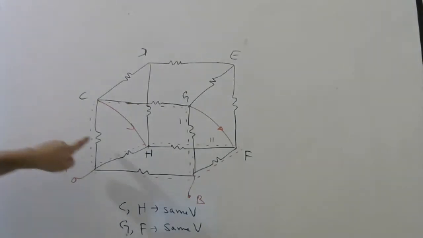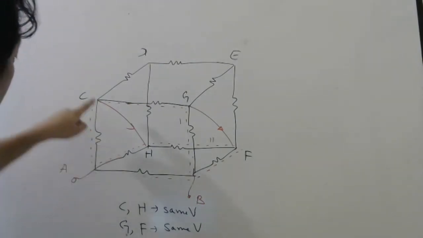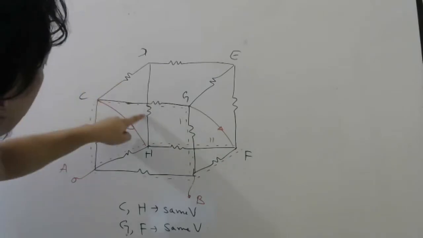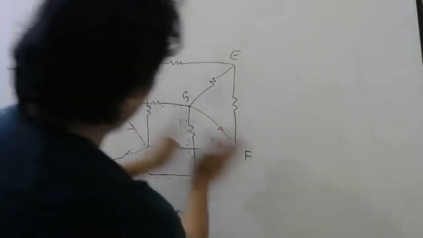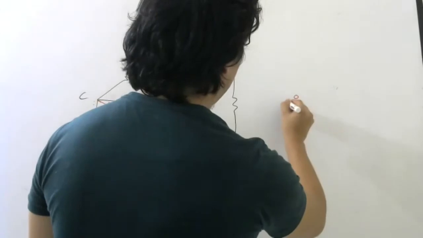So once you do that, this and this will be in parallel. Once this comes here, this and this will be in parallel. Once this goes there, so let us redraw. Let us redraw. Best thing is to redraw.